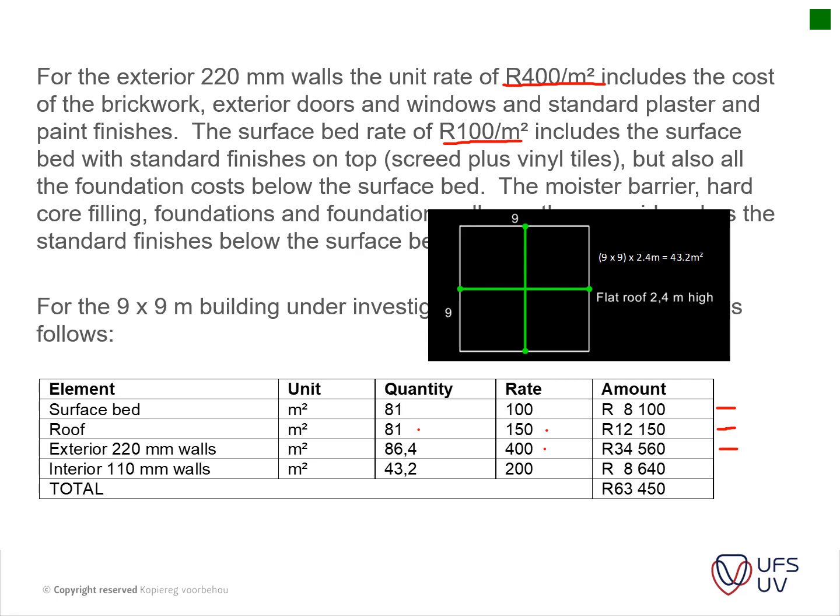And thus we're just left with our interior walls, which we calculate at 43.2 square meters times our rate of 200 Rand per square meter. We thus just add all our elements and get our total construction cost of 63,450 Rand.